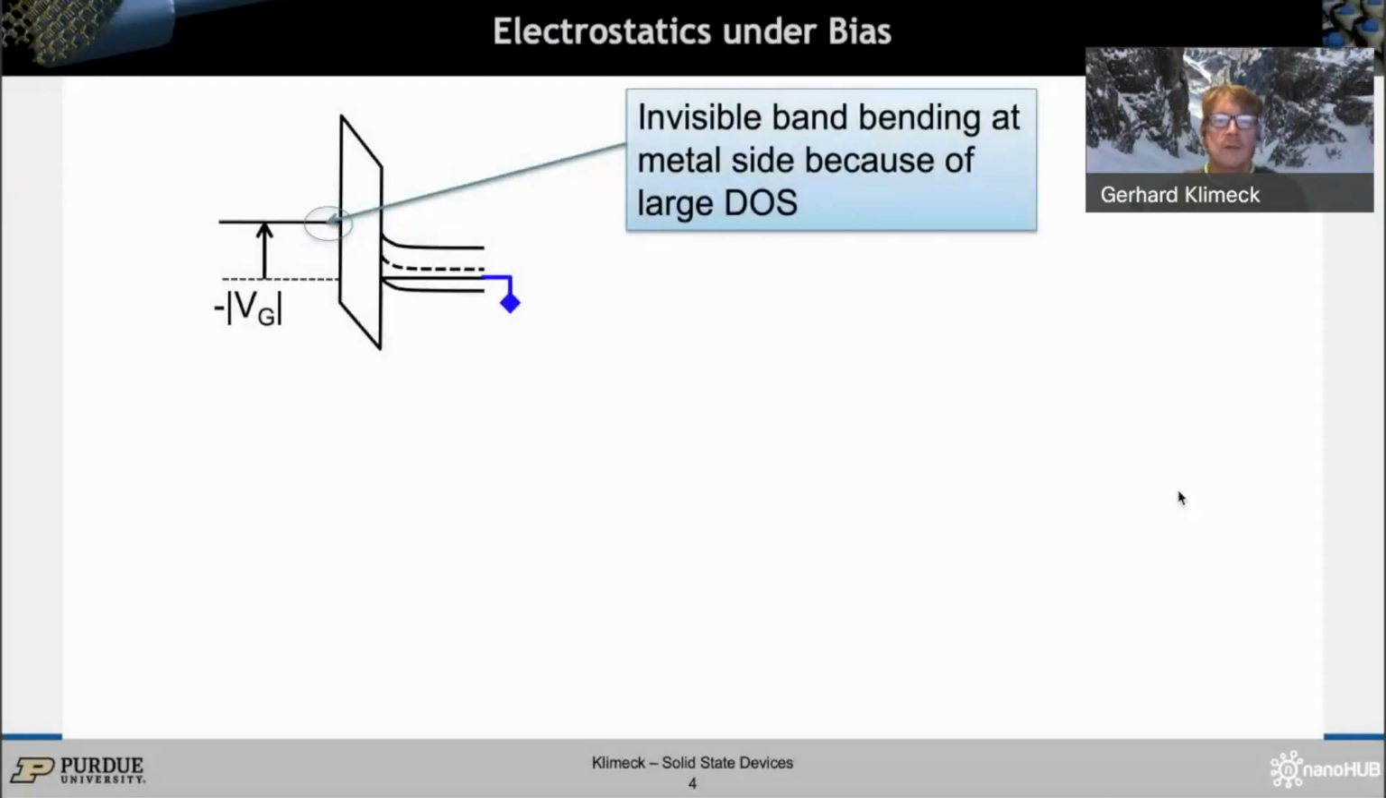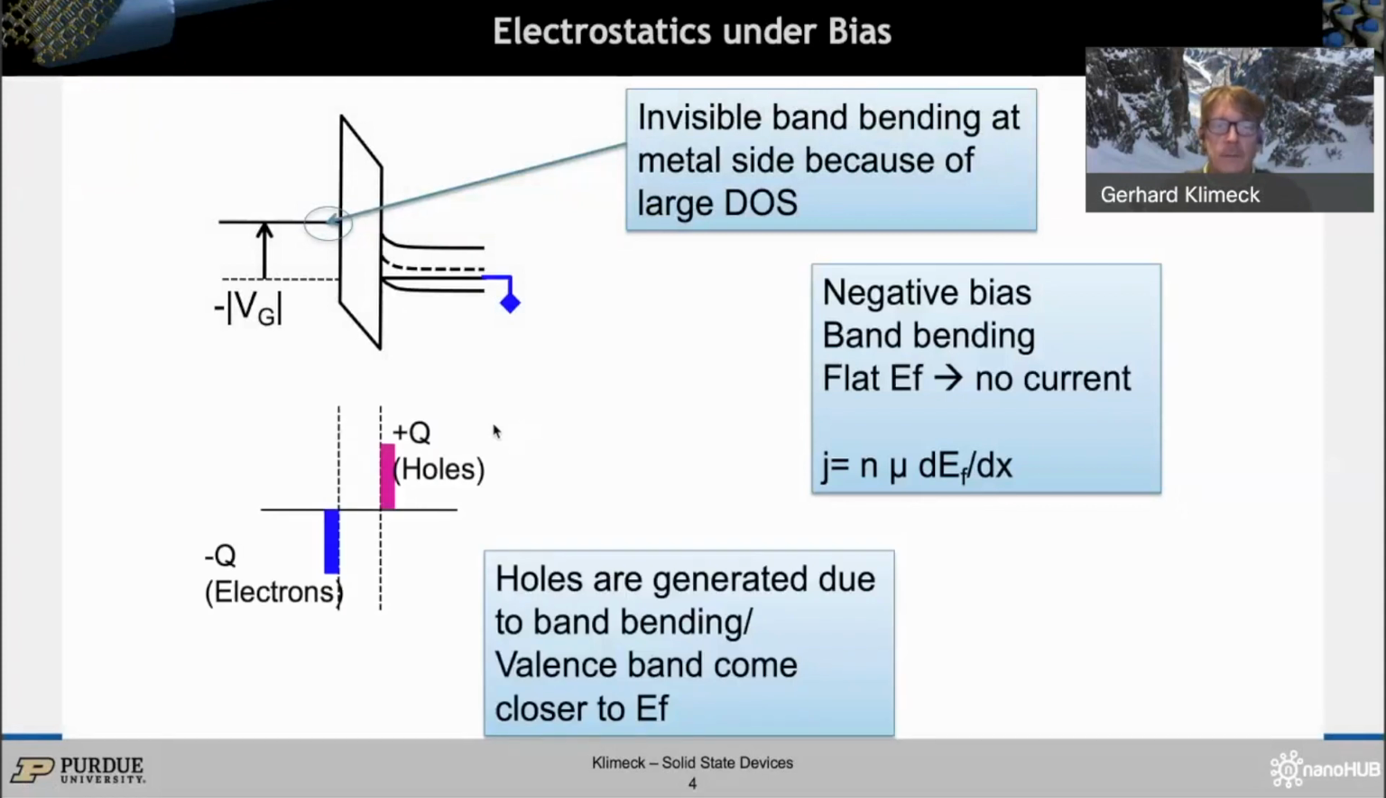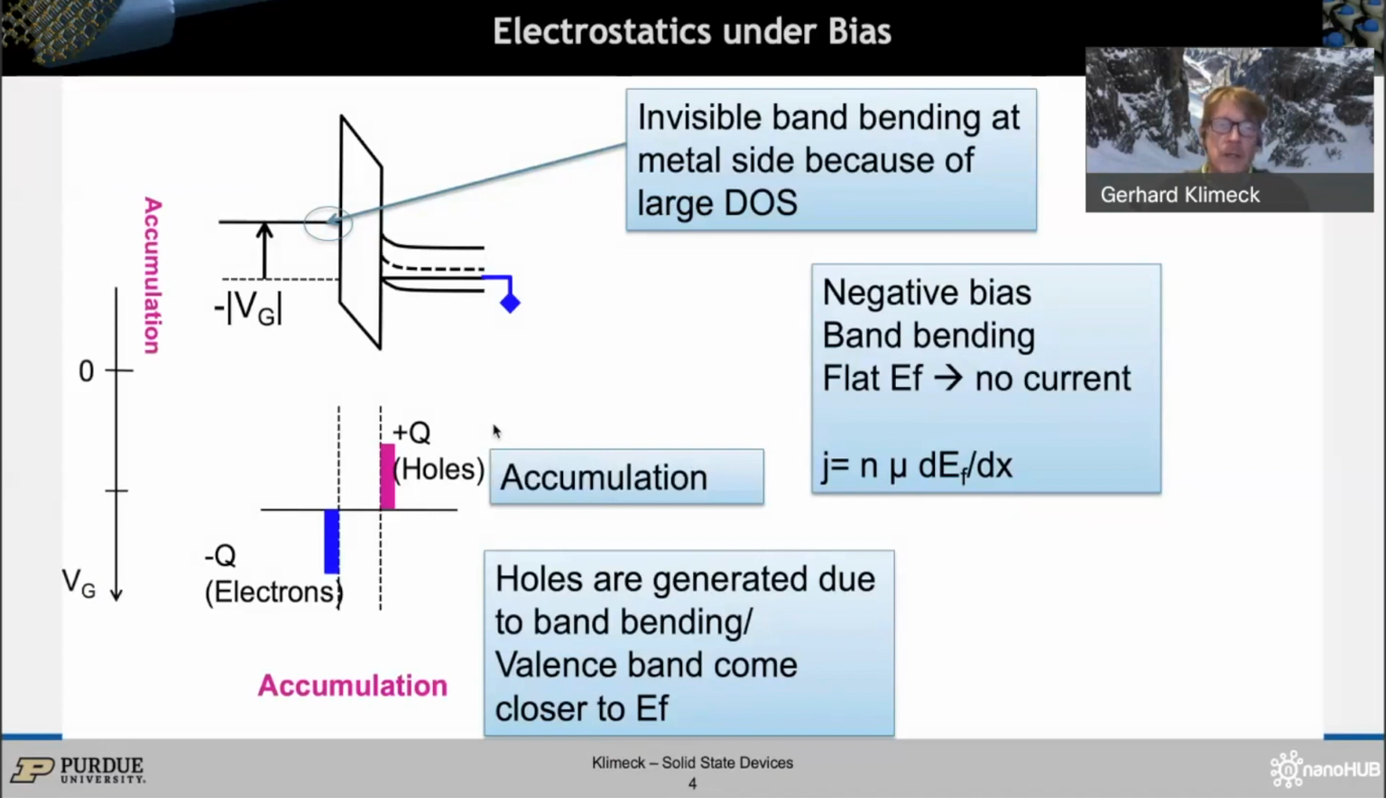Here is a MOS capacitor on a P-type semiconductor, where I pull the bias in the direction where we have the accumulation of holes, and you have electrons on the metal side. There's no band bending in the metal, and you have an accumulation of majority carriers, holes, on the right side of the oxide. So you have a capacitor that sits here between the holes on the semiconductor side and the balanced electrons on the other side.